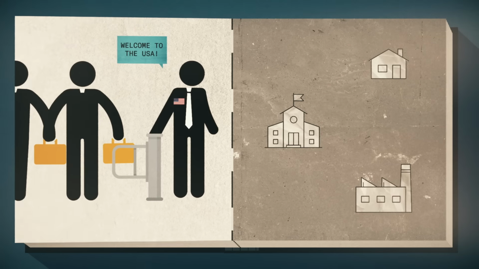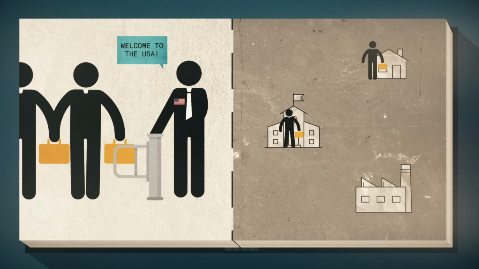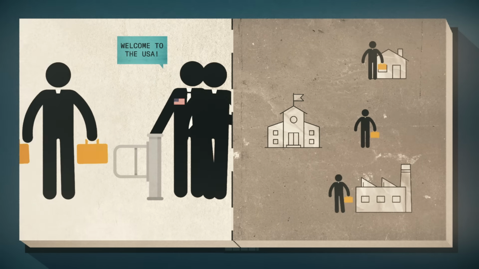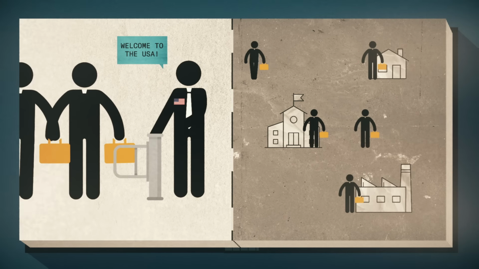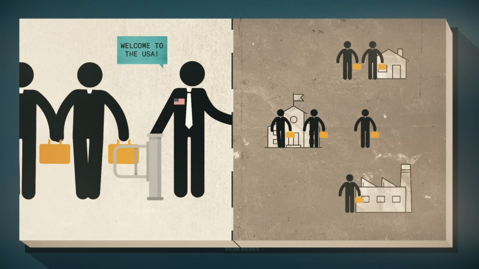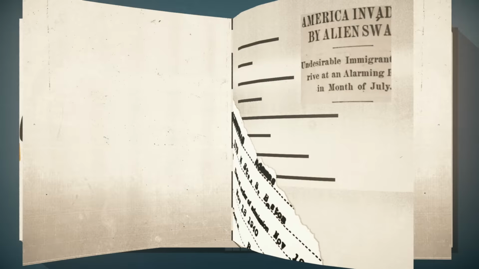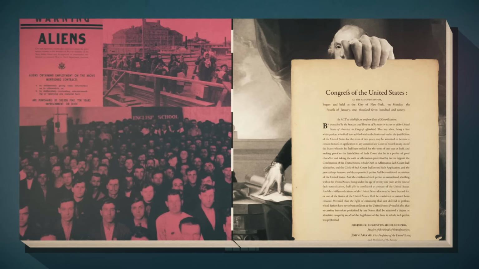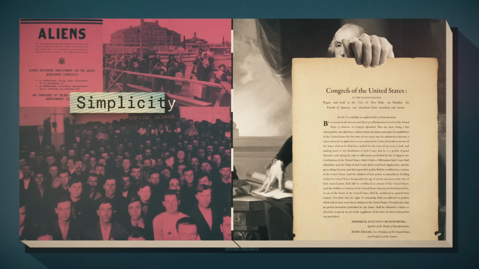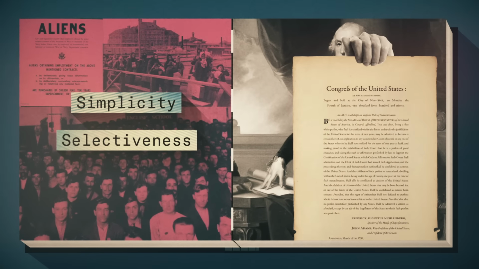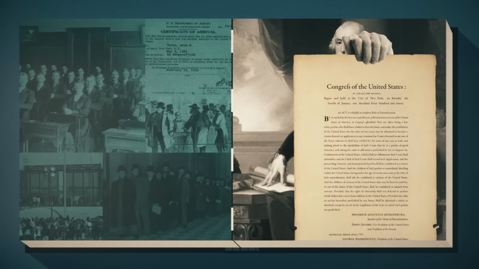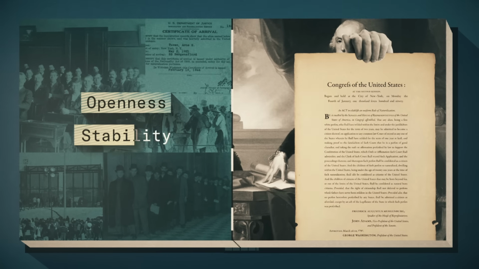Lastly, even though immigration is handled at the federal level, immigrants live and work in local communities. Policymakers should consider this as they pursue reforms. As the United States looks ahead to address today's immigration crisis, remembering both the simplicity and selectiveness of our past policies can help us strike the proper balance between openness and stability.